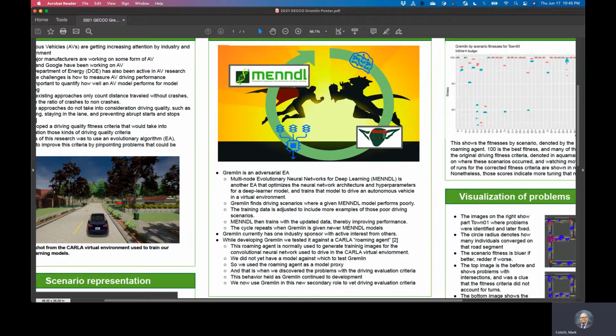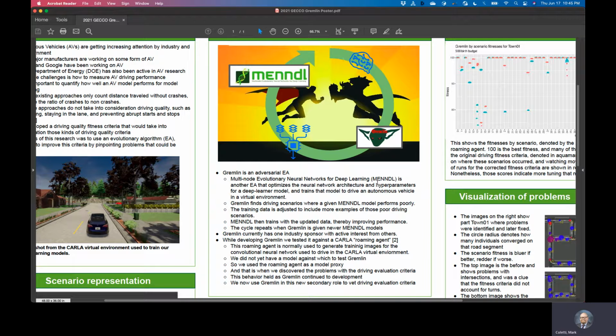And Gremlin was going to take that model and drive it around thousands and thousands of times to try and figure out where the weak areas were, or what particular scenarios this model didn't perform well in. And the idea was to go back and adjust the training data to include more examples of those poorly performing scenarios and just repeat the training process all over again. While we were working on Gremlin, we noticed something very curious.